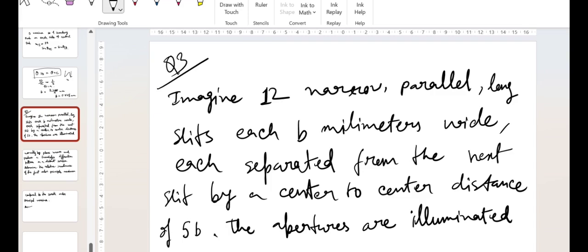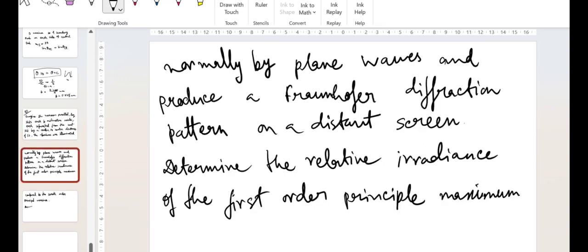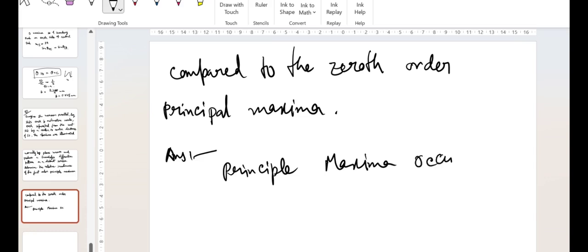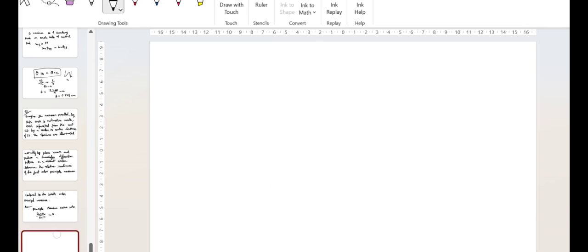So basically, there are 12 narrow parallel long slits which are b millimeter wide, and a is equal to 5b. The apparatus is illuminated by a plane wave and produces a diffraction pattern. We need to determine the relative irradiance of the first order principal maximum compared to the zeroth order principal maximum. So principal maxima occur when sine N alpha by sine alpha is equal to N. So only this term survives.